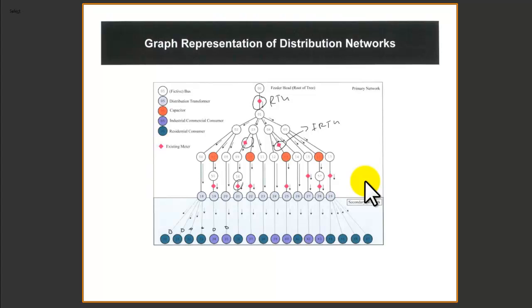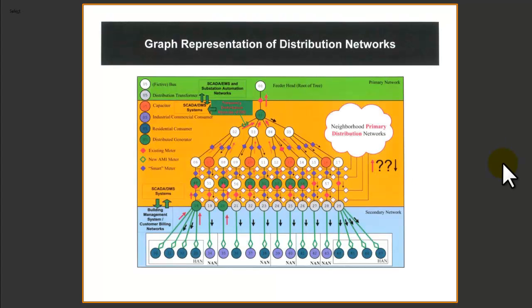So this is a much more complex system that I envision we might have in the future, with more deployment of advanced metering infrastructure, as shown by the different color of the diamond shape, and the possibility to connect the network to the neighborhood primary distribution network. This means that in case of any fault occurring in the system, the network can be reconfigured, and the power losses and customer interruptions can be minimized.